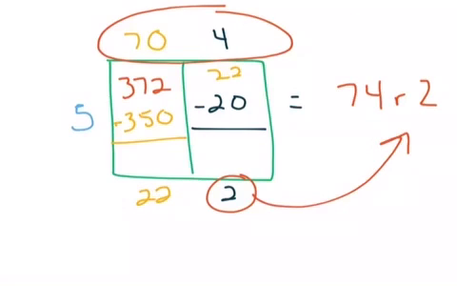What this means is that your top, just like in the multiplication area model, is your answer this time. Because remember, we're going backwards. We started with a multiplication answer and we divided, so we're going backwards. Just like normal, we have 70 plus 4, and that's 74. That's my answer. And then that 2, that leftover, becomes your remainder. So the total answer for this problem is 74 remainder 2.